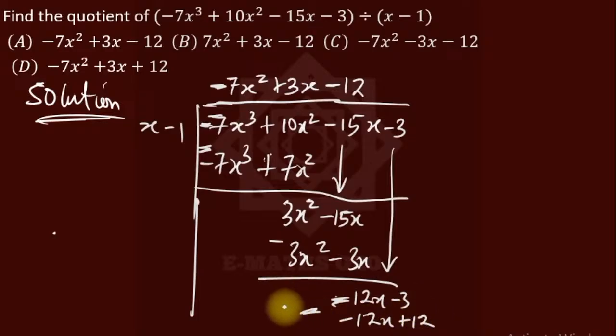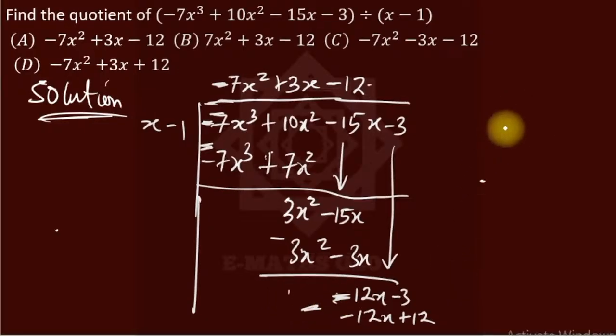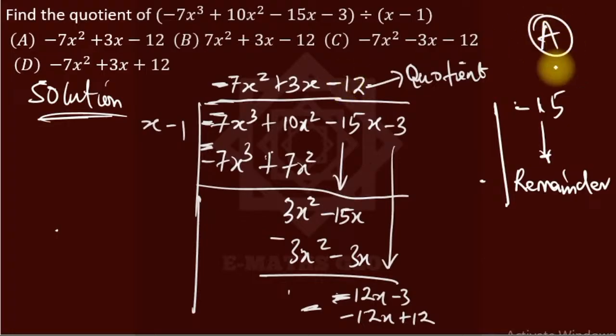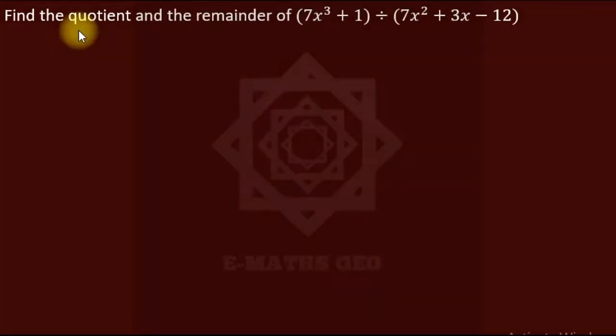So we'll subtract. So we'll continue. This minus this is 0. Minus 3 minus 12 is minus 15. So that's our remainder. And this is our quotient. So our answer is option A. So that is it.